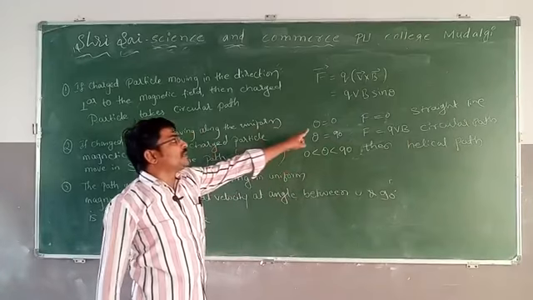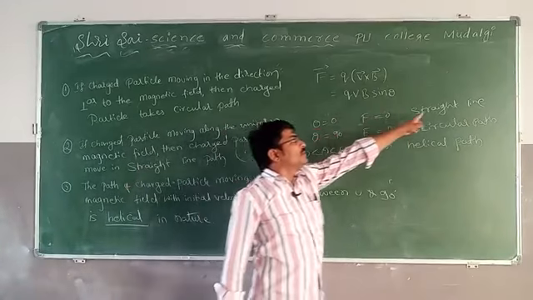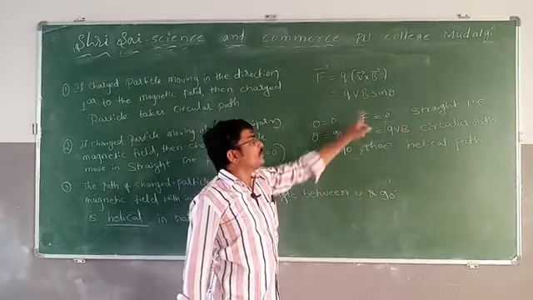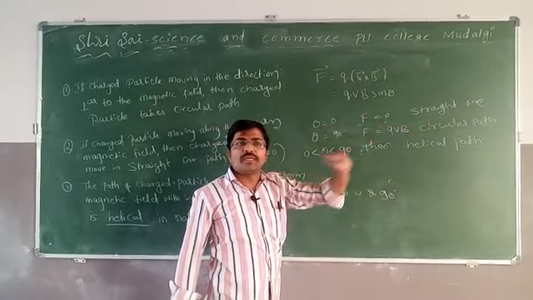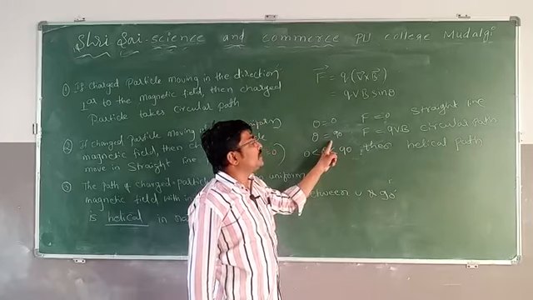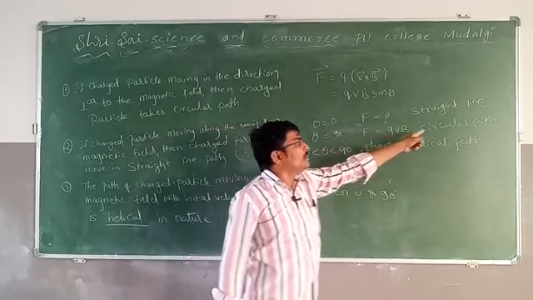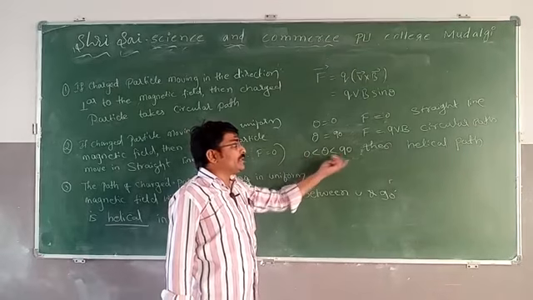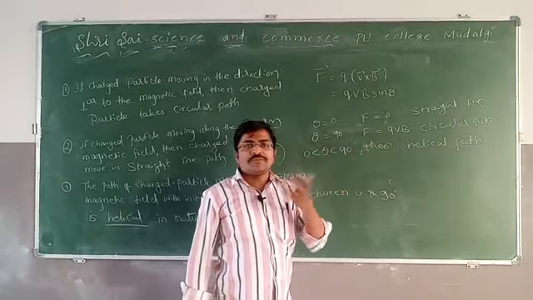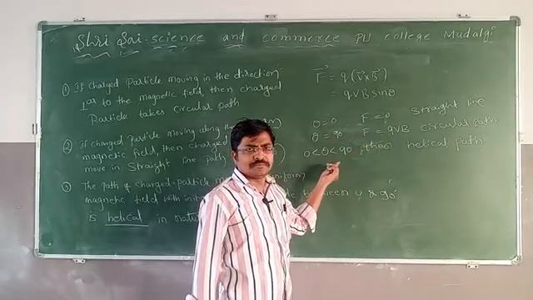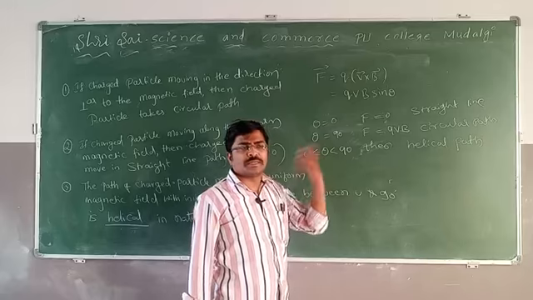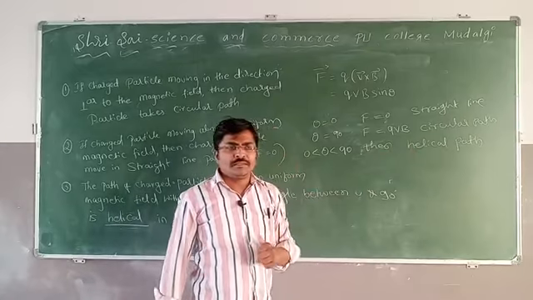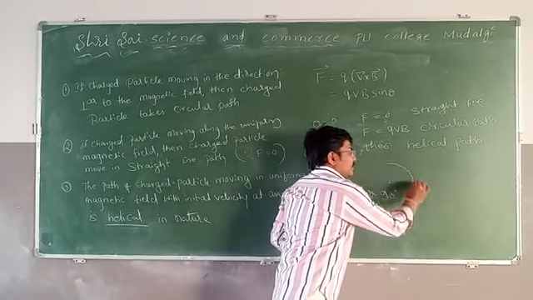See, if theta equals 0, F is 0 and the path is a straight line. If the angle between V and B is 0, then the force is 0, therefore it will move in a straight line. If theta is 90 degrees, F is equal to QVB, and it will take the circular path. If theta is in between 0 and 90 degrees, then F is not a fixed value, it depends upon theta. But which type of path will it take? Helical path. What is the helical path? It will take a path like this.